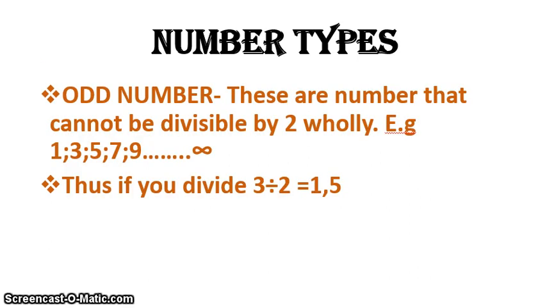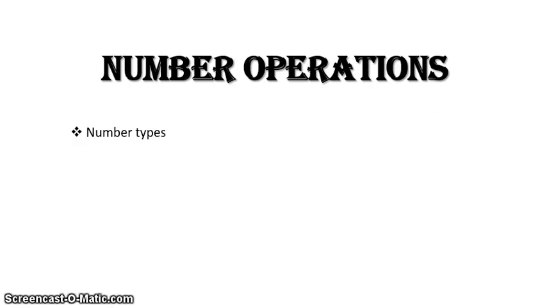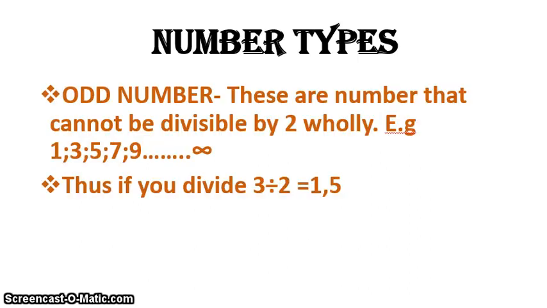In this topic we'll be listing all types of numbers required for O-level and ZJC students to be knowing. The first type is the odd numbers.